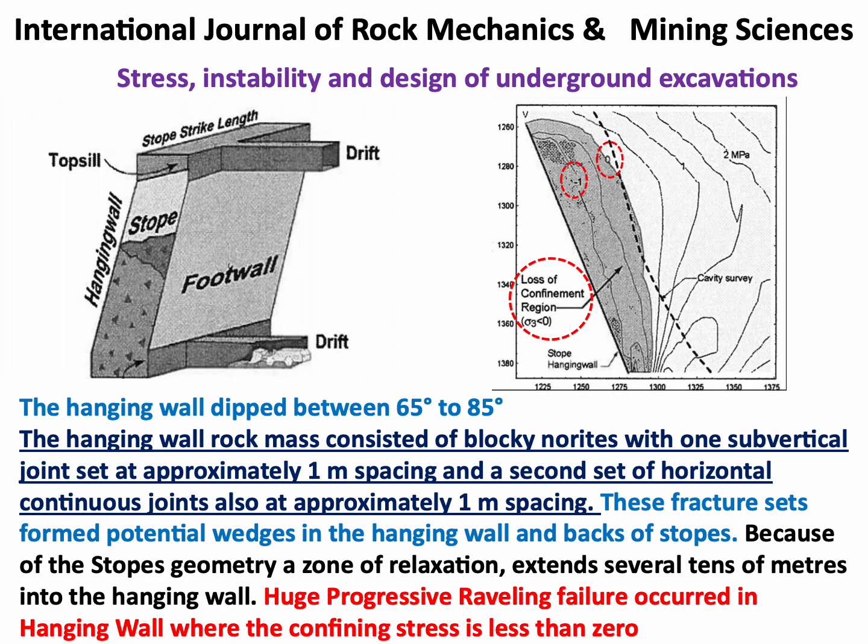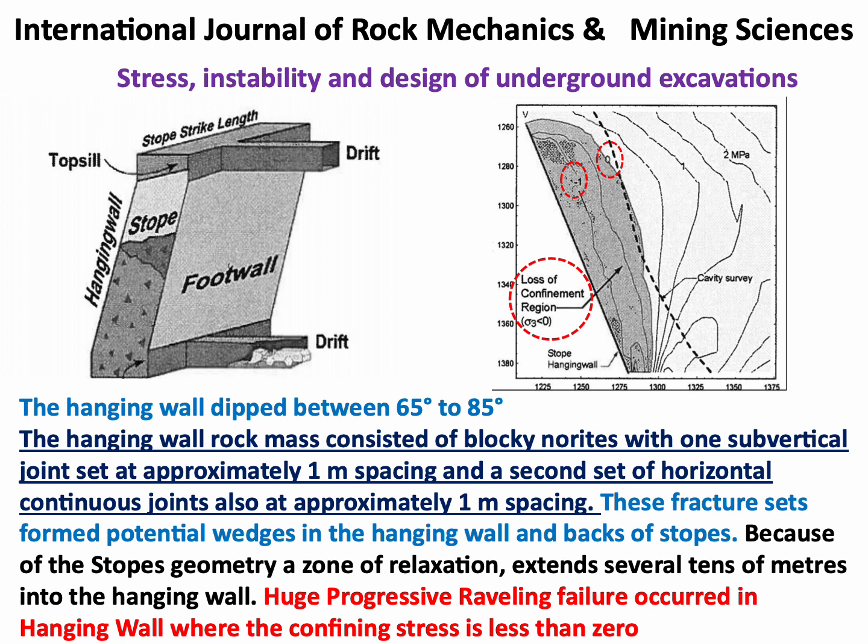A paper was published in 2003 in the International Journal of Rock Mechanics and Mining Sciences, authored by C.D. Martin and others, titled Stress Instability and Design of Underground Excavations. The paper presented the causes of a raveling failure which happened in a mining stope. The stope was 35 meter wide, 45 meter long and had 180 meter height.